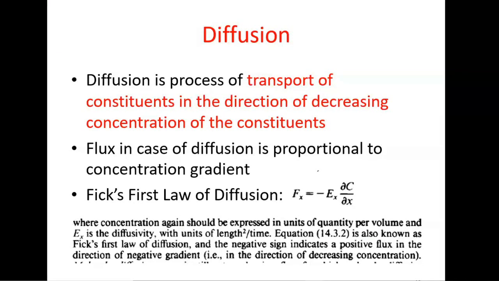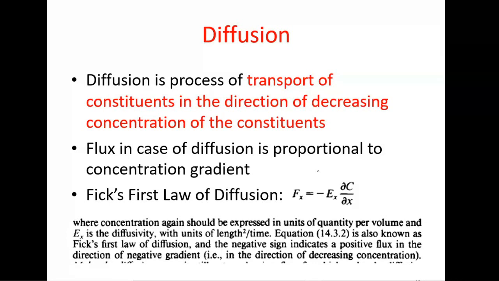Is that clear? Diffusion is the process of transport or movement of the constituents, and it has been seen that this process moves towards reducing concentration direction. If I add a tracer into a water body and the concentration over here becomes the same as the concentration in the surrounding area, no diffusion will occur. If the slope or gradient of the concentration is zero, diffusion will not occur.